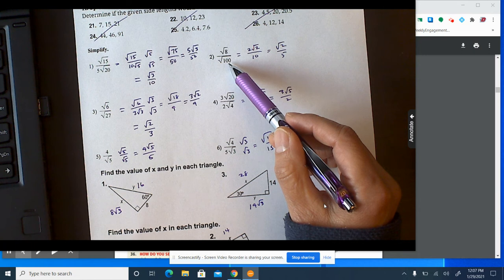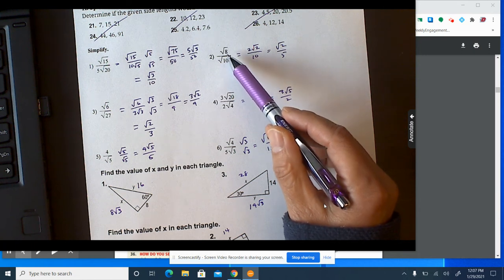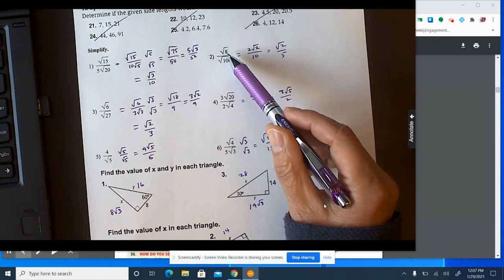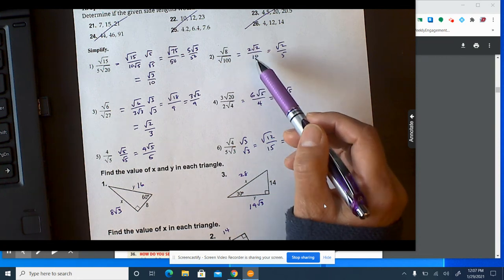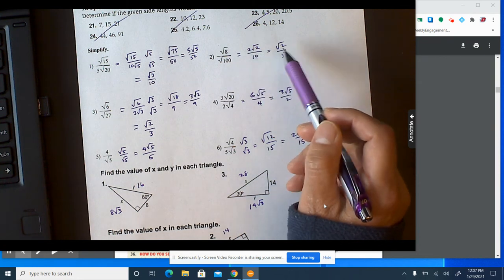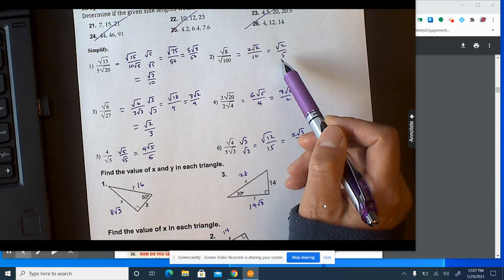Number 2, you have root 8 over root 100. Well, root 100 is already a perfect square. That's just 10, right? So, and 8, well, that's just 4 times 2. 4 is a perfect square, so the 4 comes out as a 2. You have 2 root 2 over 10. 2 over 10 simplifies to 1 over 5, so you have root 2 over 5.